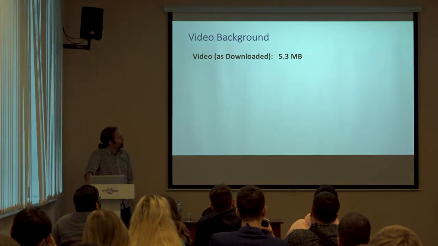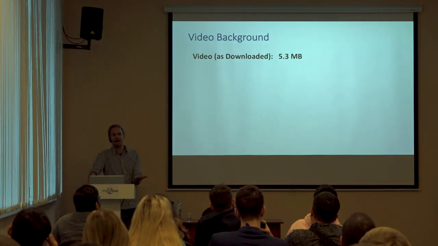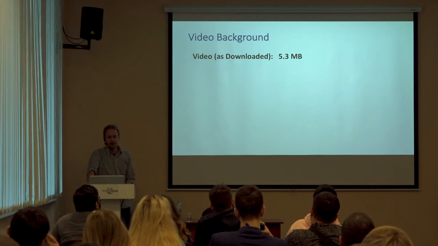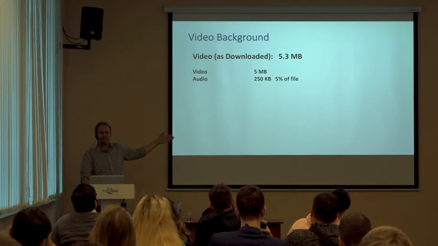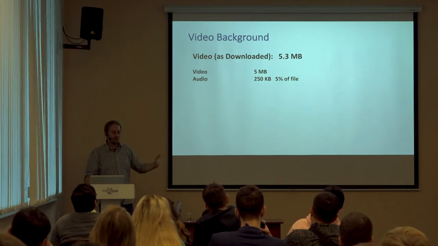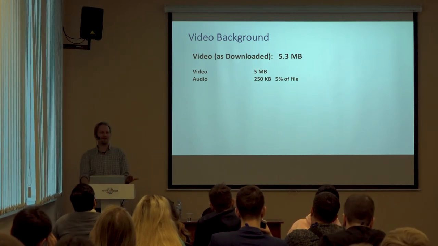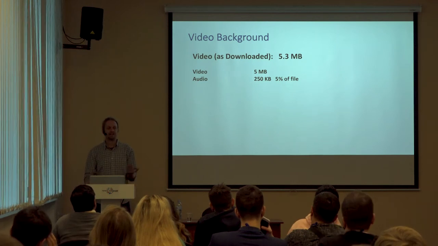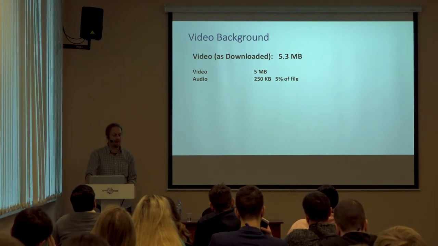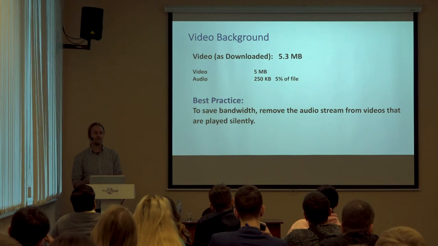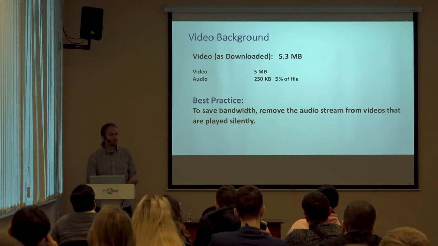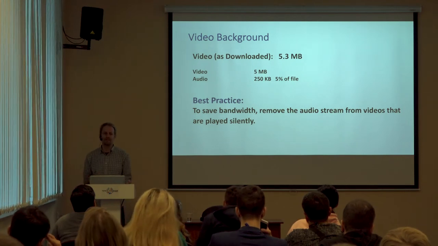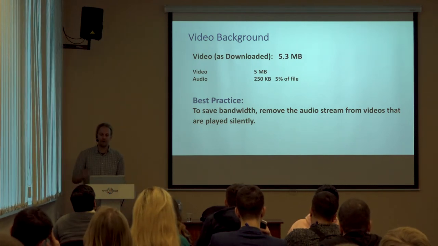This video, when I downloaded, is 5.3 megabytes, which isn't that bad for a video, but we can get smaller. One thing that I noticed with this video is it actually has an audio track, but the video is silent. So if you can remove 5% of the file just by stripping out the audio track before you launch it, you're going to make that file download a lot faster. So a best practice is if the video is silent, whether it's like an animated GIF or it's a background video, just remove the audio stream. It's really easy to do with tools like FFmpeg just to strip out the audio stream.